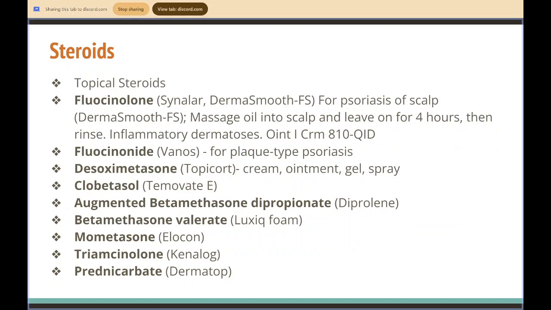Here's a list of the topical steroids that we use for common skin conditions. These were bolded on both RxPrep and Past Naplex Now. Fluocinolone, which is Synalar, is for psoriasis. You can massage oil into the scalp and leave on for 4 hours and then rinse. If you're treating an inflammatory dermatosis, we use an ointment or cream QID. You can also use fluocinolone for plaque type psoriasis.